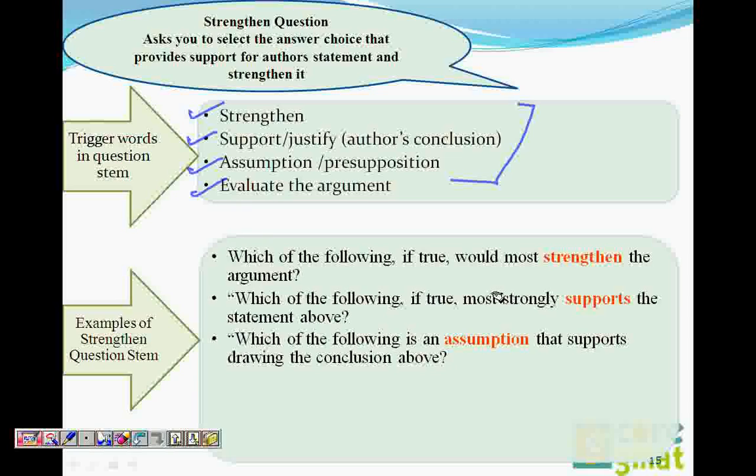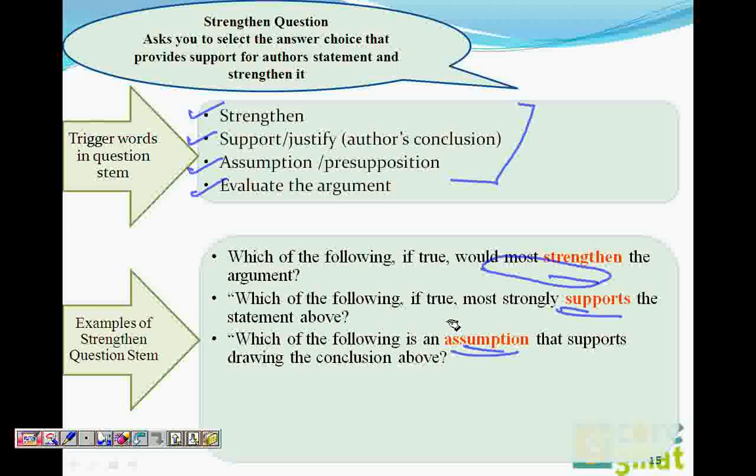Like, which of the following, if true, would most strengthen the argument? You know this is strengthen. Which of the following, if true, most strongly supports? This would again be a strengthening question. And assumption. So now you know that you're facing a strengthening question. As soon as a student sees strengthen, support, or any trigger word like justify, assumption, evaluate.